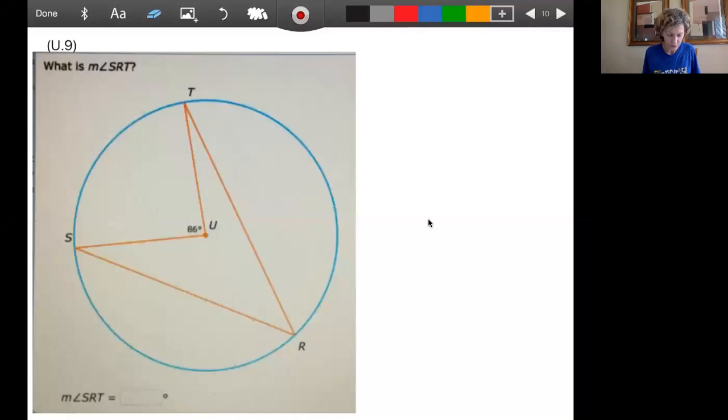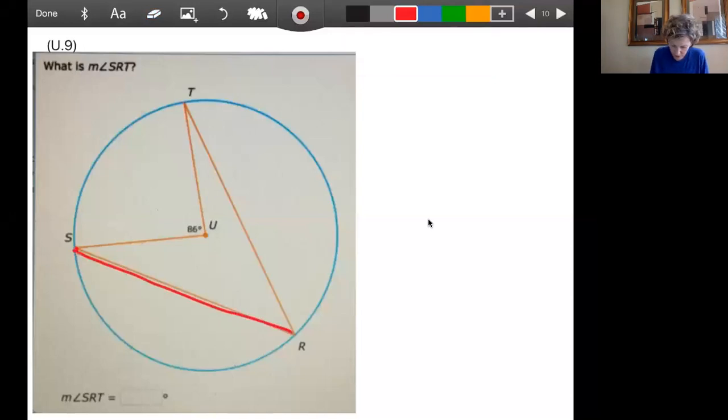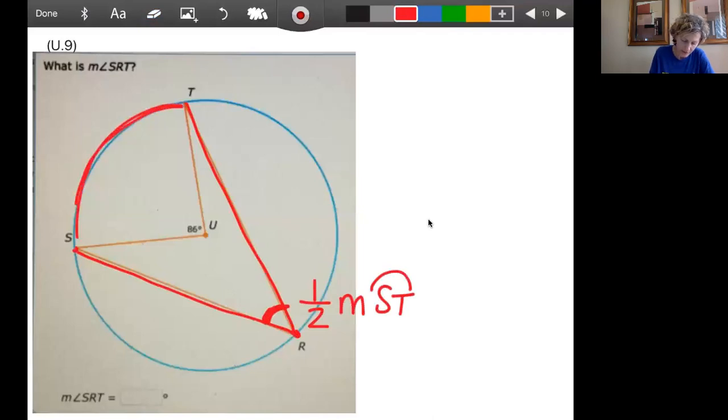This one, notice it's asking you for the angle SRT. So you start here, that's SRT. The angle that's formed is right here. Because it touches the side of a circle, that's an inscribed angle. What that means is the measure of this angle will be 1/2 the measure of arc ST. Okay, 1/2 of this intercepted arc. So if we can figure out the arc measure, then we can figure out SRT.